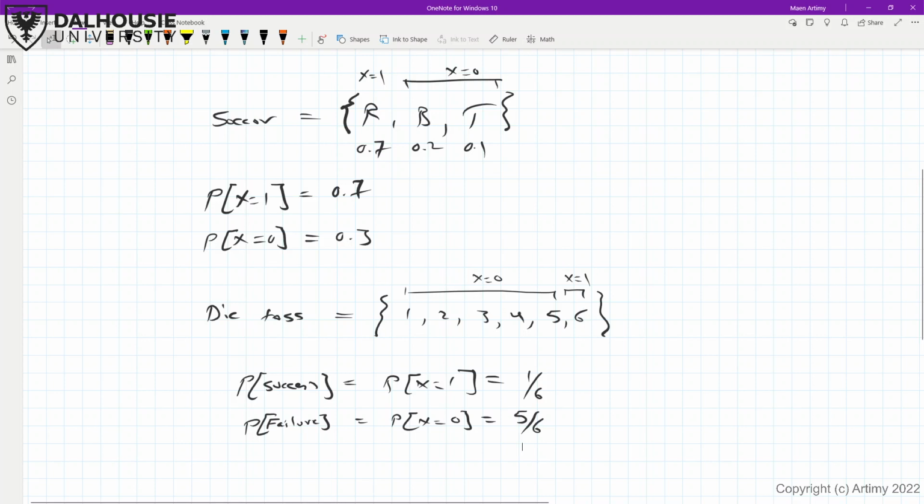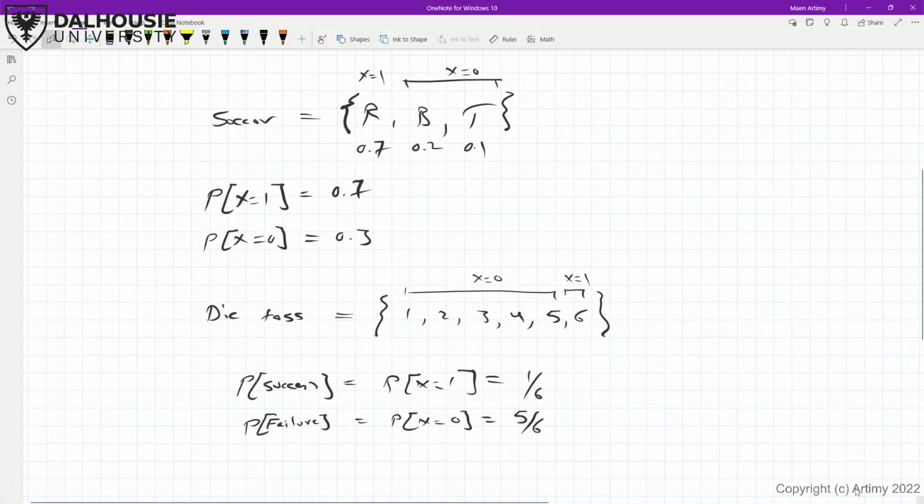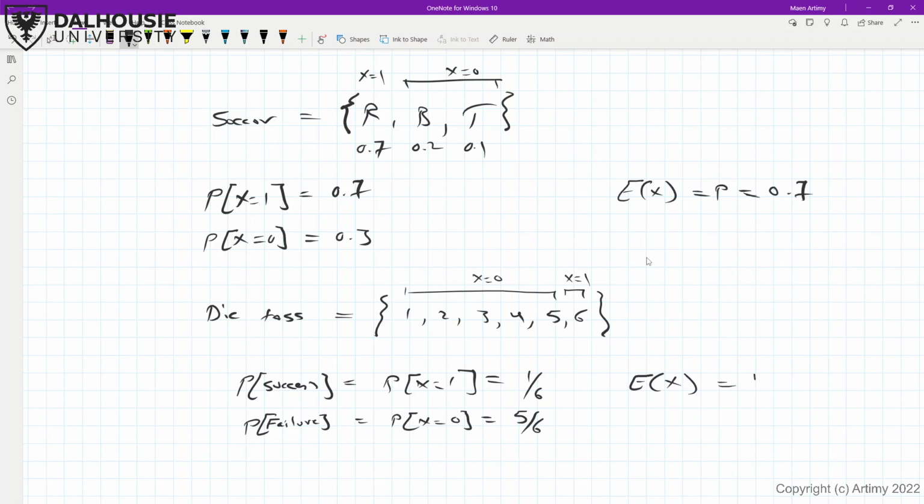And you can see from the notes that we have already studied this distribution, and we found that the expectation is p and the variance is pq. So the expectation for us for the soccer game, E[X], will be p, or in this case 0.7. For this case, the expectation will be 1 over 6.